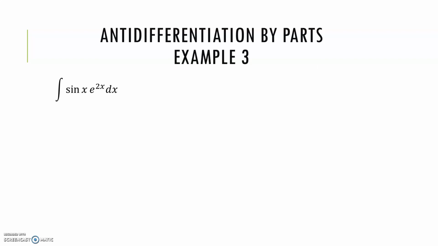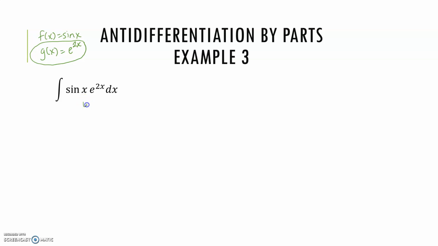This third example is what I call cyclic. This is one where both of our functions are not going to go away with either integration or differentiation. So our two functions are sine of x and e to the x, well, e to the 2x. And so if I go through LIPET, logs, inverse trig, polynomial, exponential, I'm going to use e to the 2x as my u.